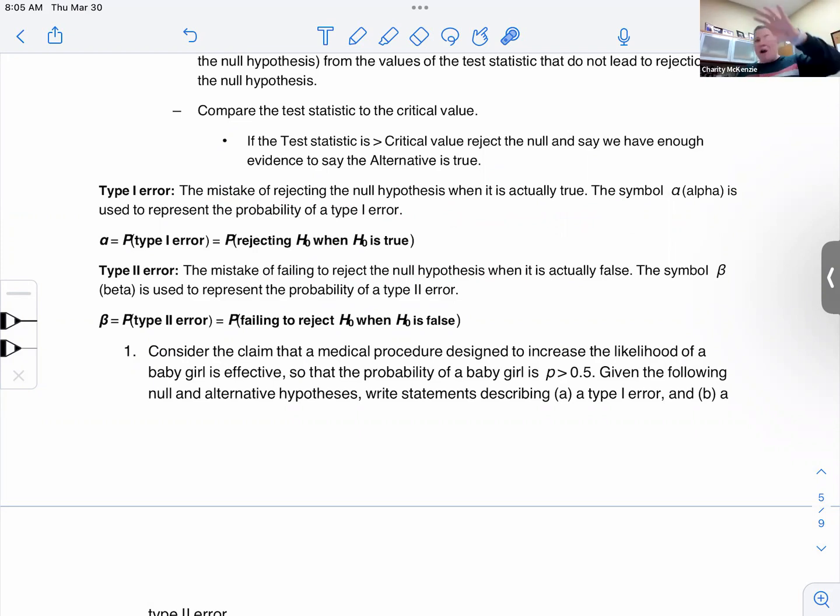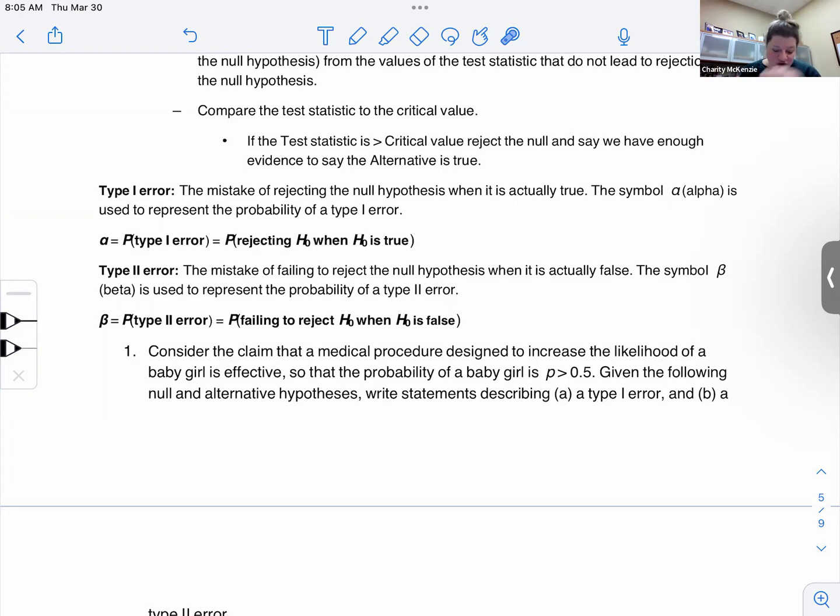The mistake of rejecting the null when it's really true. So I'm like, nope, that null is gone. I'm going to go with this alternative. This is it. I have evidence, but really this was right and you were wrong. So we had a mistake of rejecting the null when it is truly true.